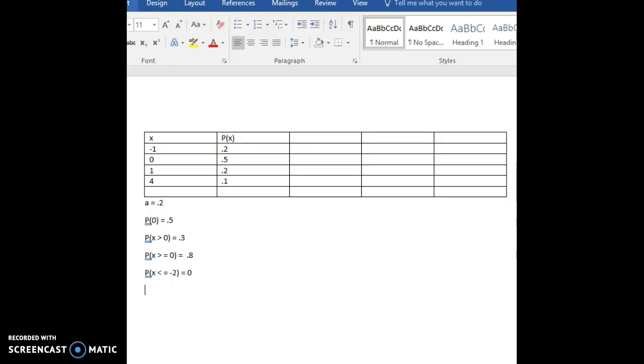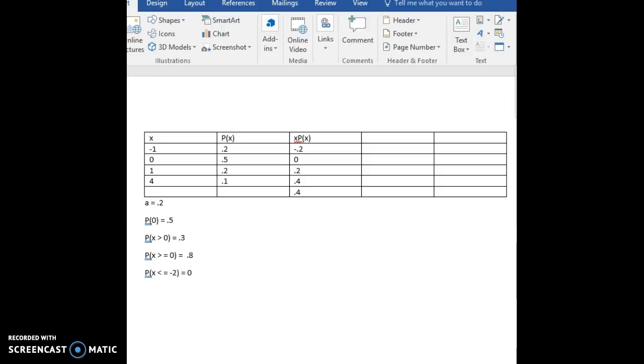Now we want our mean. Okay, so to get our mean, let's recall that first we have to multiply the columns x and px. So let's do that. -1 times 0.2 is going to give us -0.2. 0 times 0.5 will still be 0. 1 times 0.2 is 0.2. And 4 times 0.1 is 0.4. And then we need to add this column up, which gives us 0.4. So our mean, mu, is equal to 0.4.